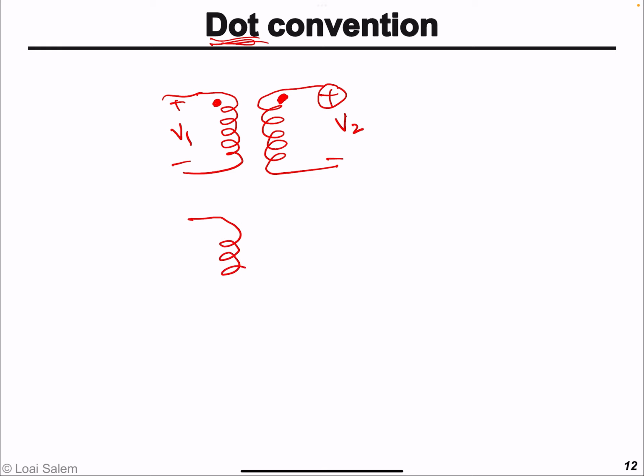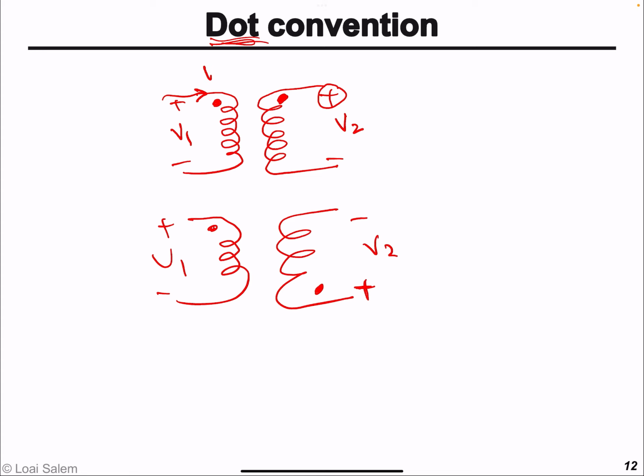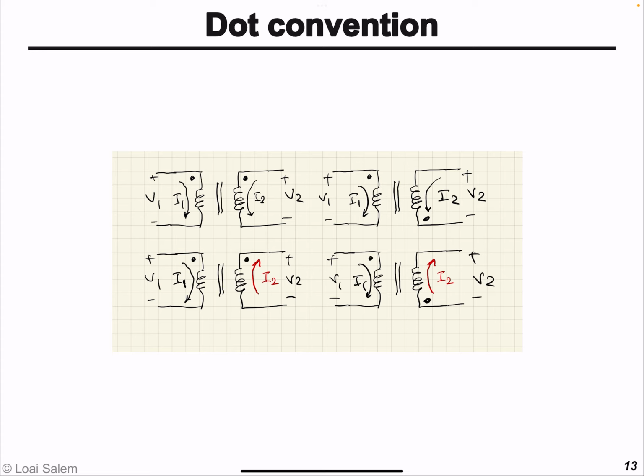So if this is the transformer, and on the other hand the dot of the secondary is at the bottom, and this is V1, then the produced V2 will have positive polarity at the dot, at the bottom, instead of the top. On the other hand, if the current of the primary is entering the dot, then the current of the secondary should be leaving the dot. Similarly, if the current here is entering the dot, then the current of the secondary should be leaving via the dot. So let's make a simple exercise here.